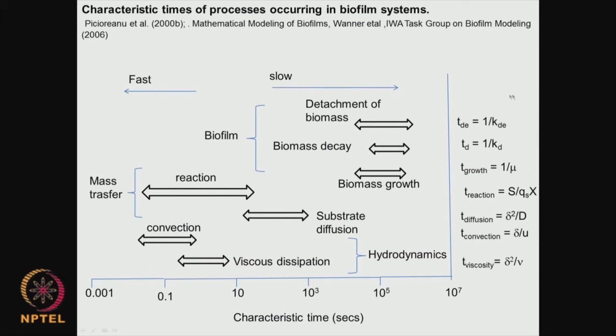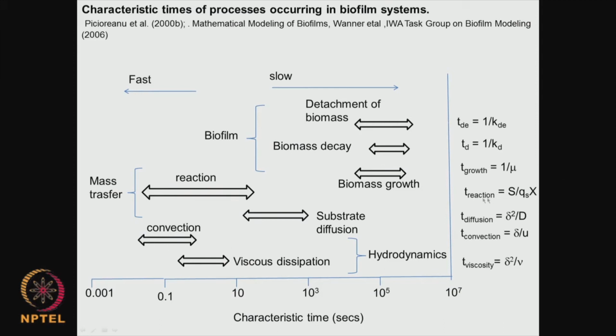Okay. So, let us look at the characteristic times for each one of these processes. Let us look at the mass transfer, the diffusion time. The characteristic diffusion time is delta square by capital D. D is the diffusion coefficient, delta is the thickness. Now, if you look at the convection, the characteristic convection time is delta by U, again delta is the thickness, U is the velocity. The viscous dissipation and hydrodynamics time is delta square divided by kinematic viscosity, delta being the thickness. Okay. So, these are things related to mass transfer and hydrodynamics.